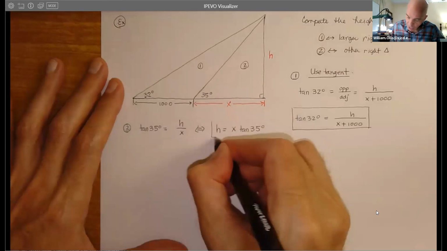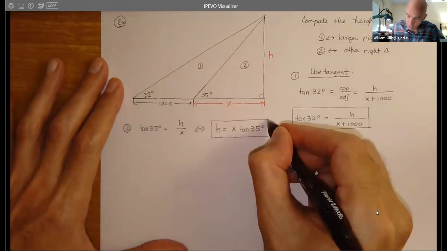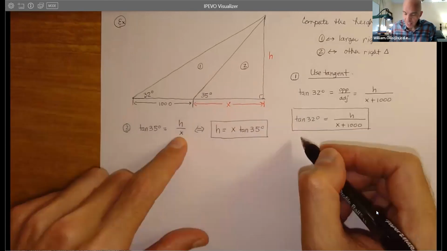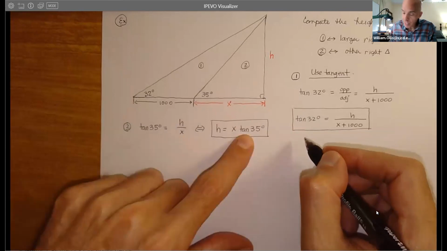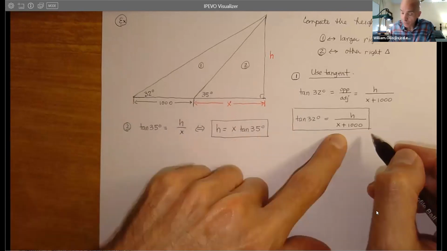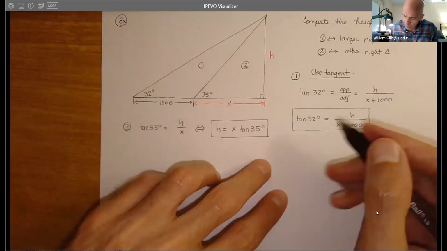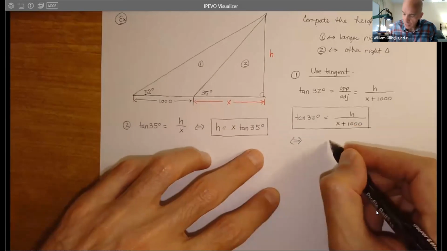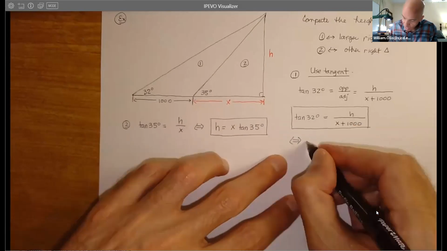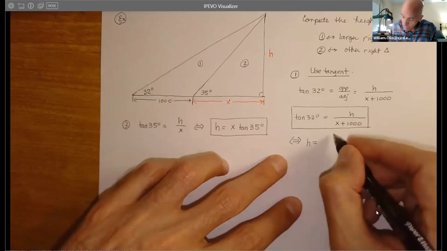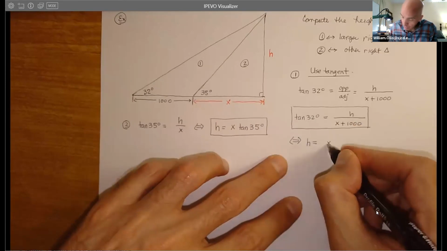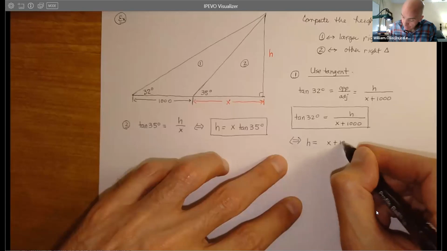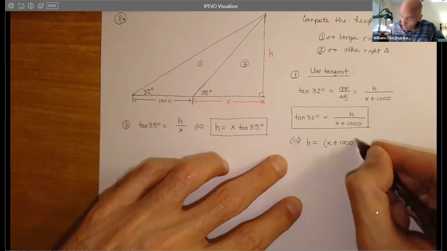So for instance here, if we cross multiply, we see that h is x times the tangent of 35 degrees. And here we could also solve for h. So let's do it that way just for fun. It doesn't matter, how you solve it is completely up to you. So this h equals x plus 1,000 times tangent of 32 degrees.